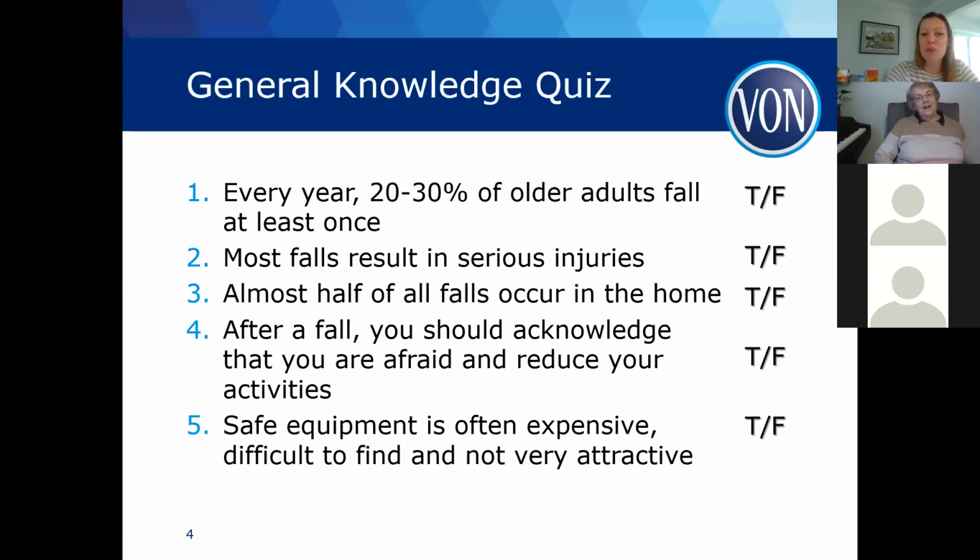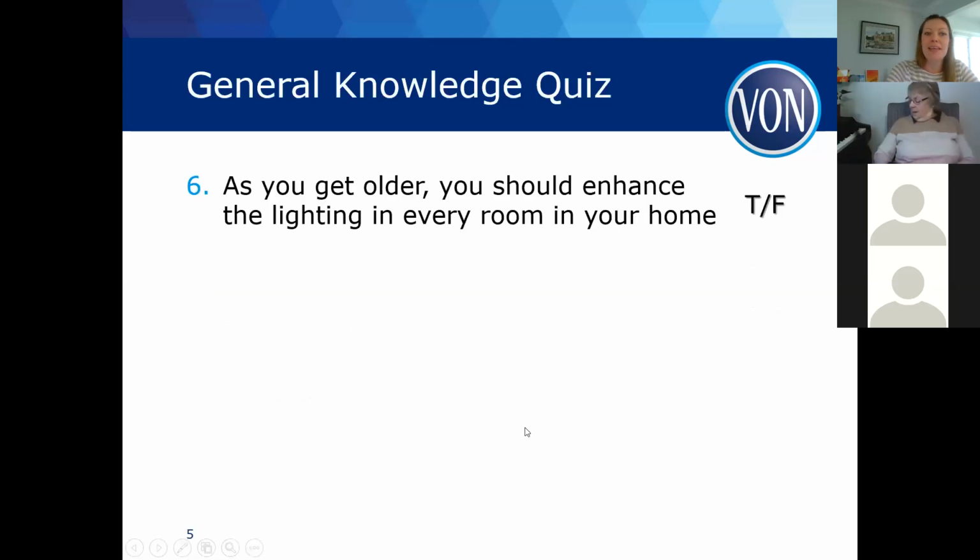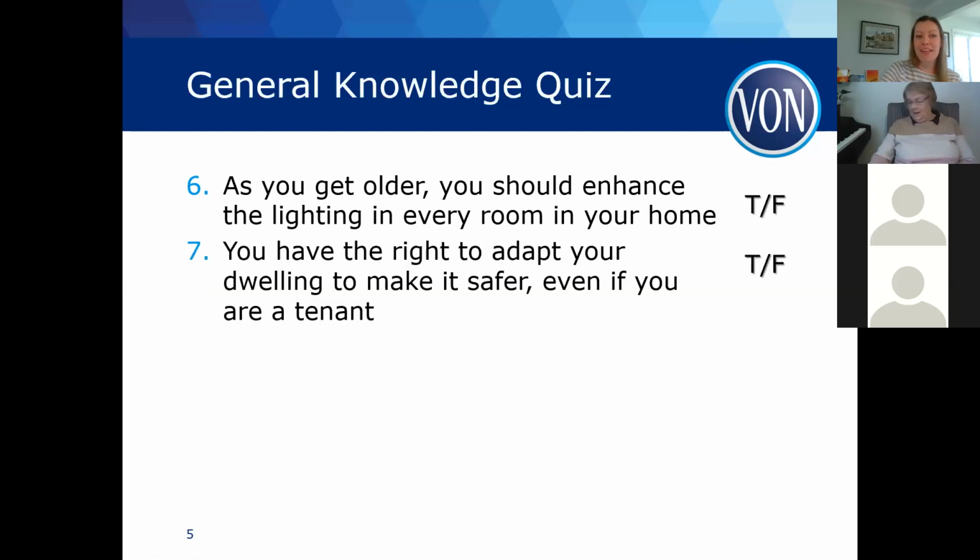Good. Number 5, safe equipment is often expensive, difficult to find, and not very attractive. False. And this one's talking more about canes and walkers and grab bars and different things like that. All right, number 6, as we get older, we should enhance the lighting in every room in our home. True. Number 7, we have the right to adapt our home to make it safer, even if we're just renting or a tenant. True.